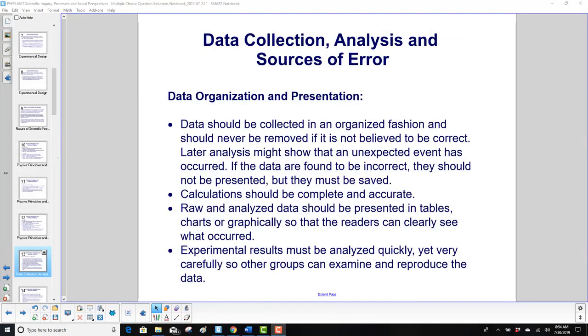Data organization and presentation. Data should be collected in a very organized fashion and should never be removed if it is not believed to be correct. For example, if you take several pages of data and say, wait, this is wrong, don't throw it out, because you may do a later analysis that showed either an unexpected event has occurred and there's some new physics, or you made a mistake and the data really were good. So save the data, everything you take.